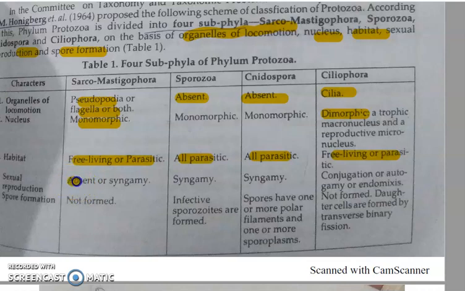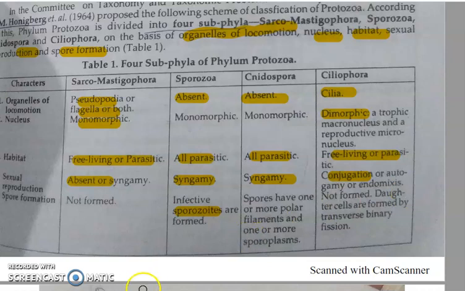Reproduction: sexual reproduction is absent in Sarcomastigophora. It's syngamy, fusion of gametes, in Nidospora, and it is mainly conjugation, autogamy, or endomixis in Coeliophora. Spore formation: spores are not formed in Sarcomastigophora. In sporozoans, infective spores are formed, for example sporozoites. In Nidospora, spores are formed, and in Coeliophora, spores are not formed.